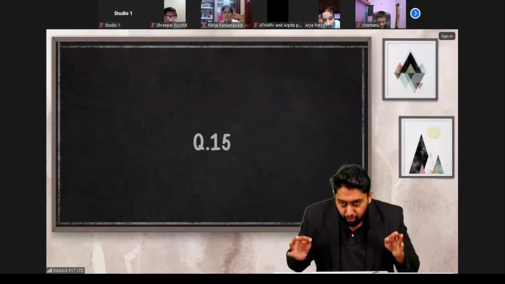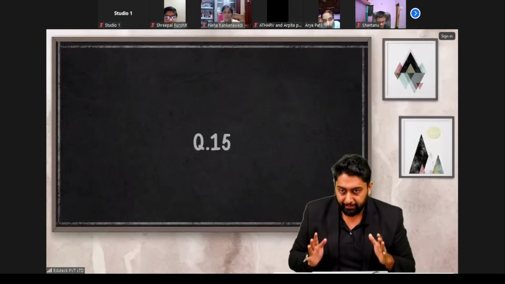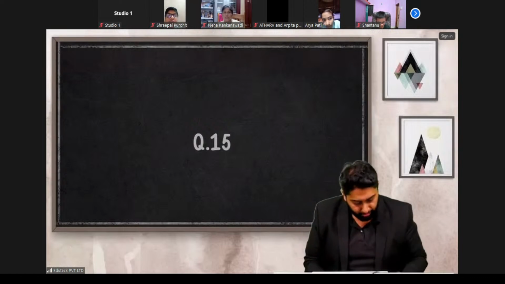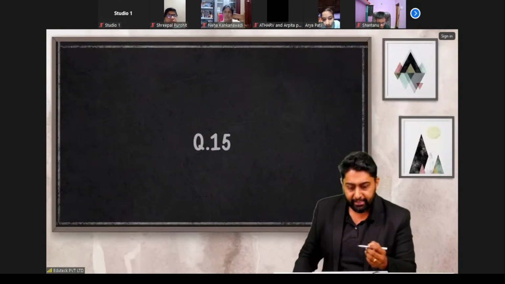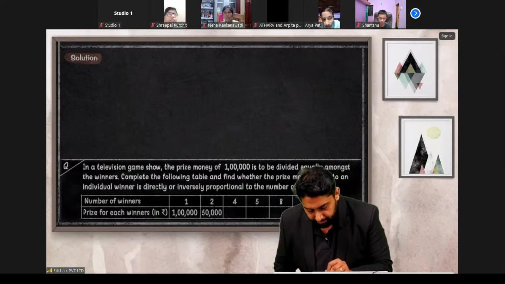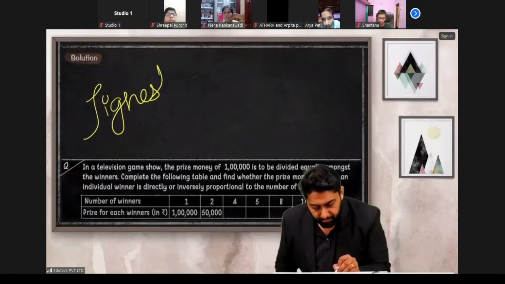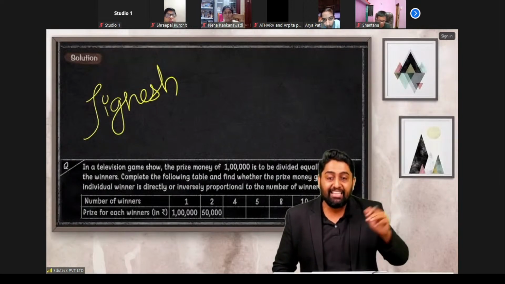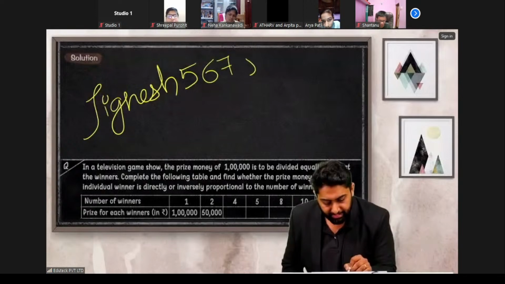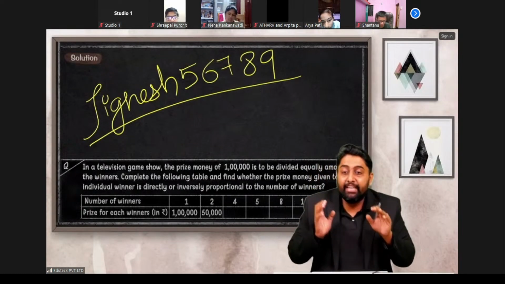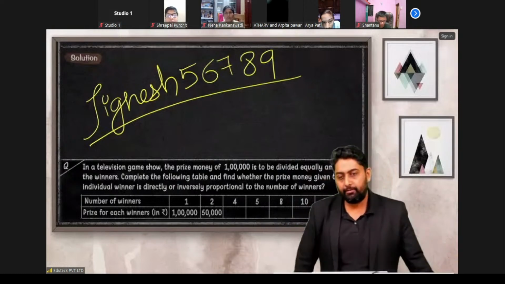Which name do you have to join your quiz with? You have to join with the username that I just told you. For example, if you ask me my username, what will my username be? It will be Jignesh followed by the last five digits of my phone number, which is 56789. This is the name by which I will join my quiz. I hope I am clear with everyone, bachalo. Yes?